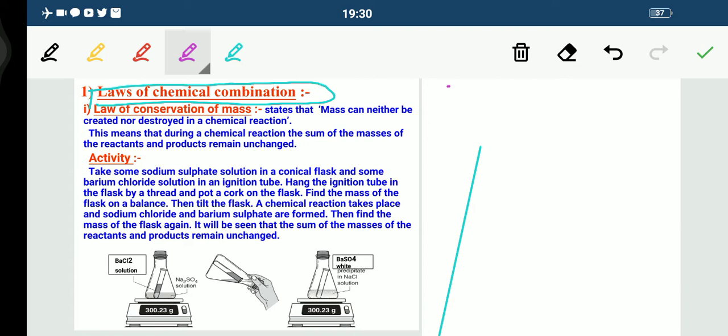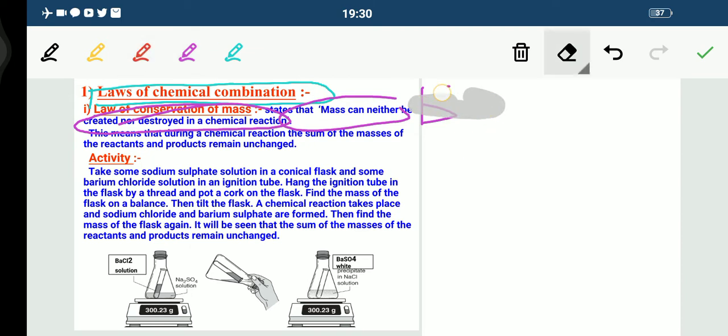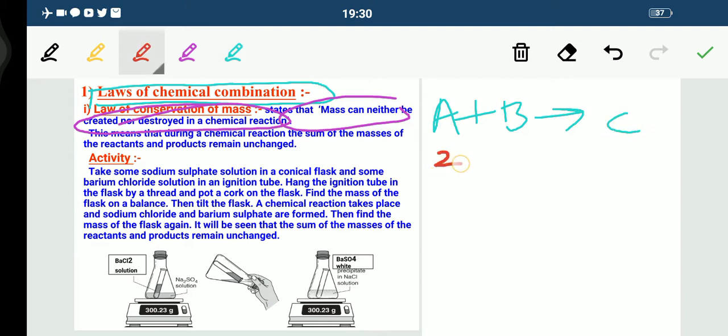See what they are telling. The law of conservation of mass states that mass can neither be created nor be destroyed in a chemical reaction. Now how can we explain this with the help of an example? Look here. Suppose A plus B gives you C. Now A, for example, we can take as 2 watermelon, B we can take as 3 watermelon. They are added together, react together to form 5 watermelon. This is what they are telling. So mass can neither be created nor be destroyed.